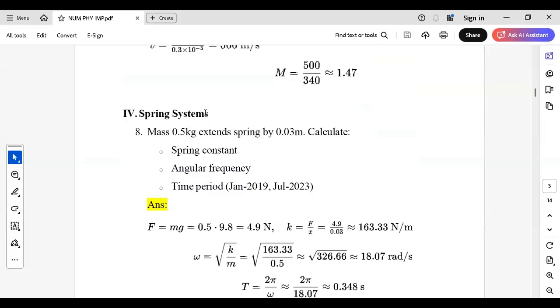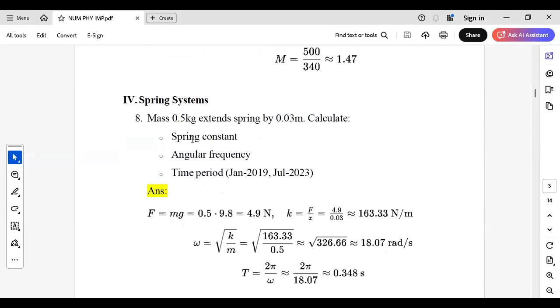Spring system. You have a mass of 0.5 kg that extends a spring by 0.03 meters. Calculate the spring constant, angular frequency, and time period. Okay, what is the spring constant? K, you know that. F is equal to K into X, so to find K it will be F by X.